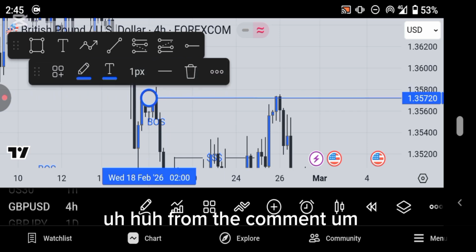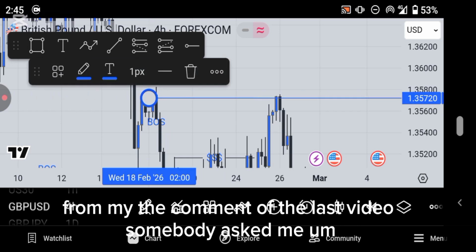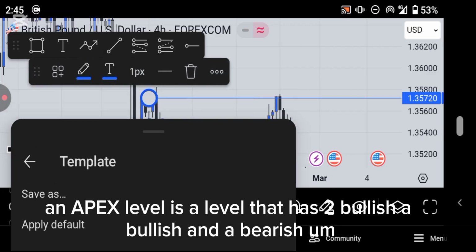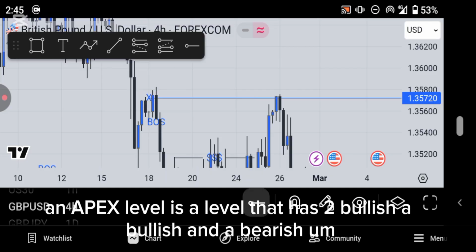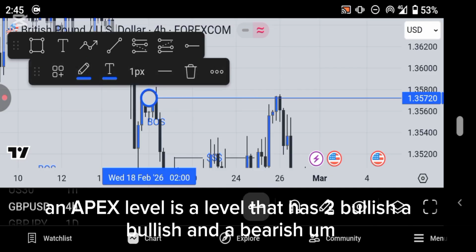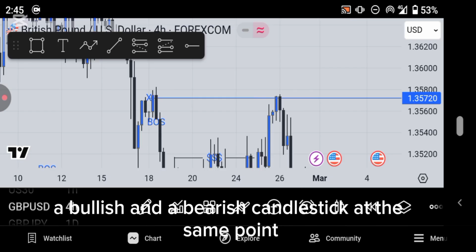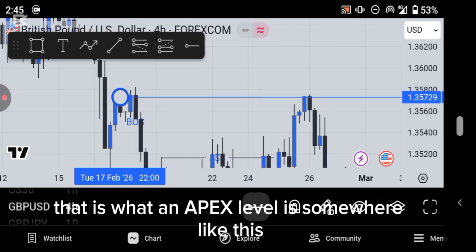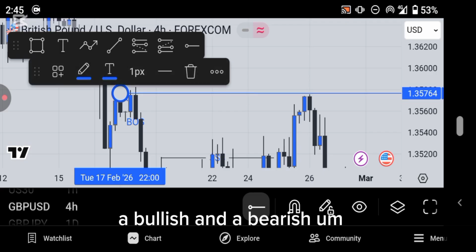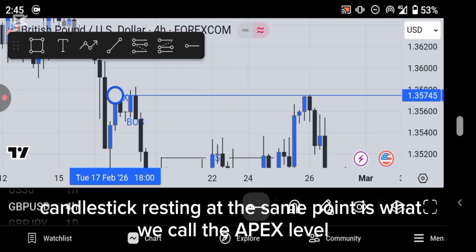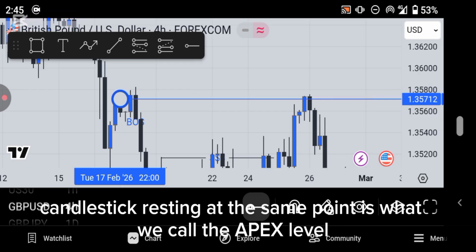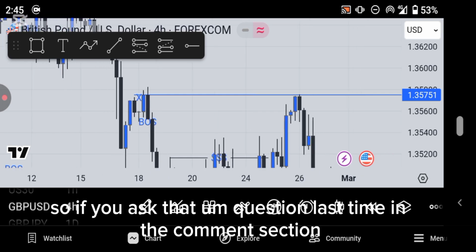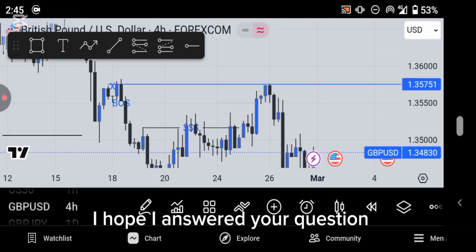From the comment of the last video, somebody asked me what is an apex level. An apex level is a level that has a bullish and a bearish candlestick at the same point. That is what an apex level is. Somewhere like this, a bullish and a bearish candlestick resting at the same point is what we call the apex level. So if you asked that question last time in the comment section, I hope I answered your question.